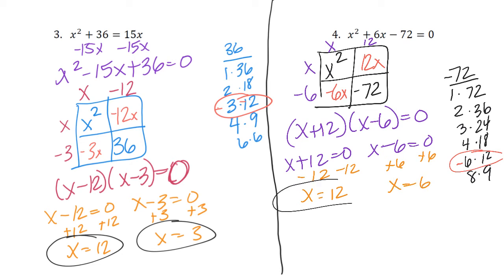And there we go. Oh, this is supposed to be negative 12. Sorry, I missed my sign. Negative 12 and positive 6. Here we go.